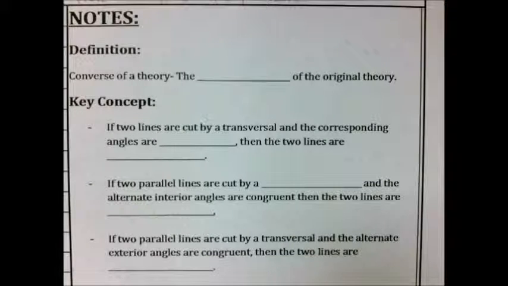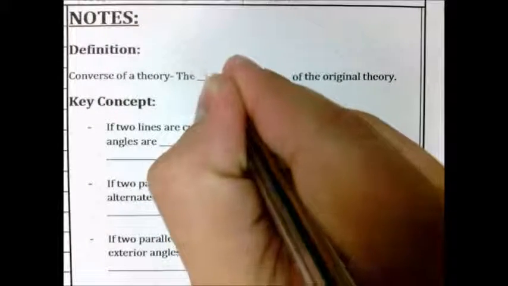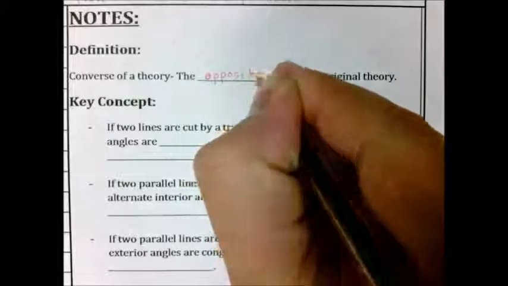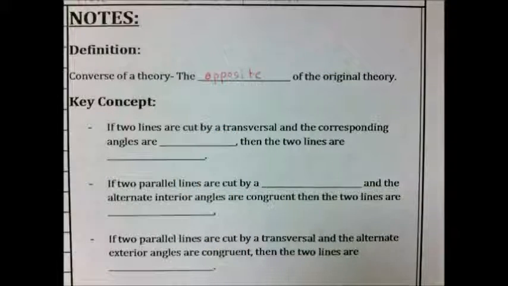All right, so let's first take a look at a definition. This is a pretty simple definition. The converse of a theorem just means the opposite of the original theorem. So if we had a theorem, we're kind of working backwards in order to prove that same theorem that has already been proven.